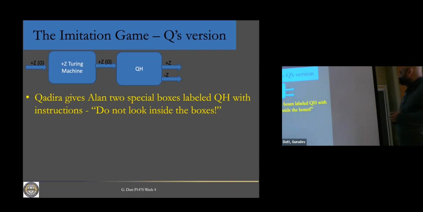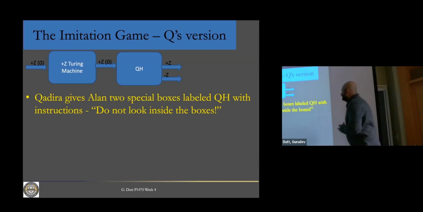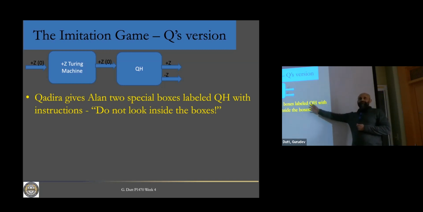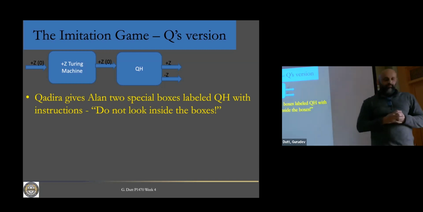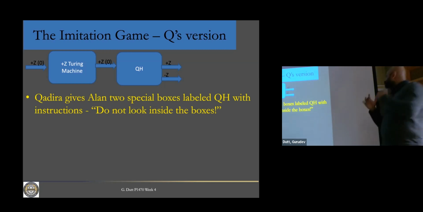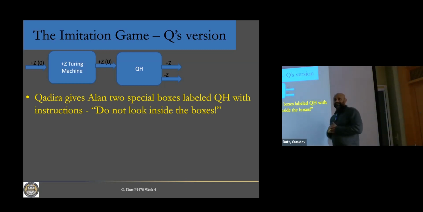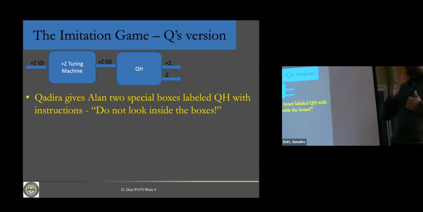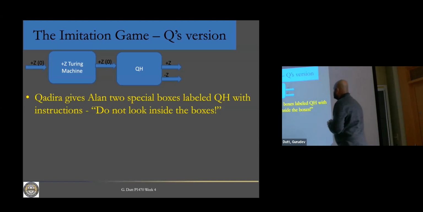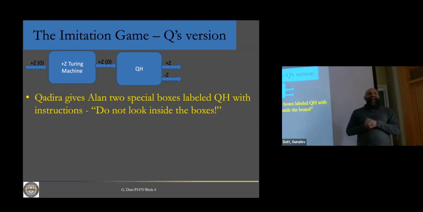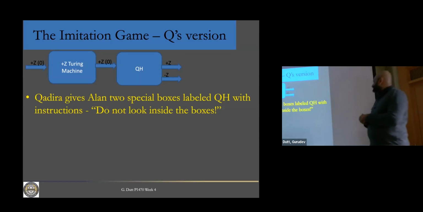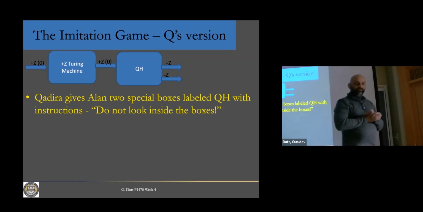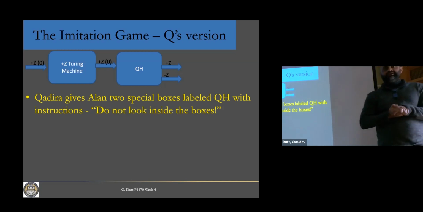Okay. Now Kadira gives Alan two special boxes labeled QH. Kadira's had them on her, so we know what's inside. But she tells Alan, don't look inside these boxes. And don't look at the output of the boxes here. I should have mentioned that, but don't look at the outputs. Okay. And she says, okay, put your QH after your plus Z Turing machine.